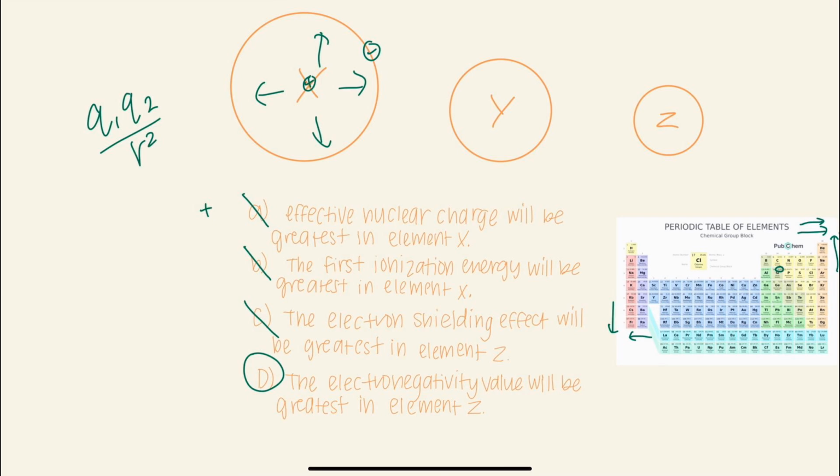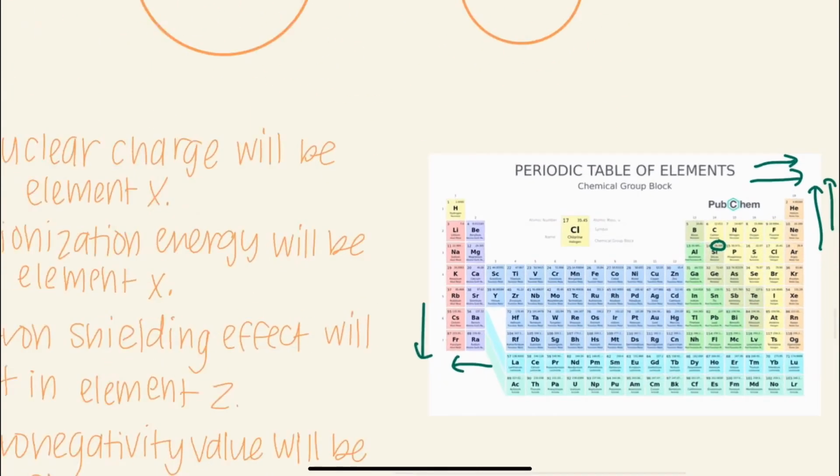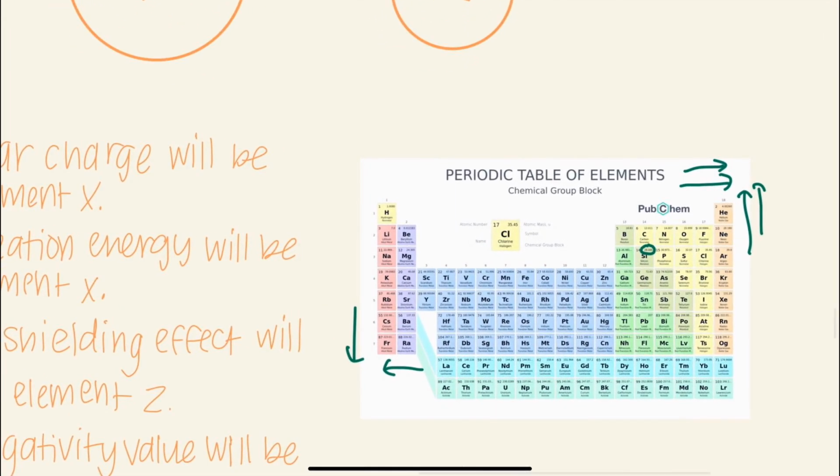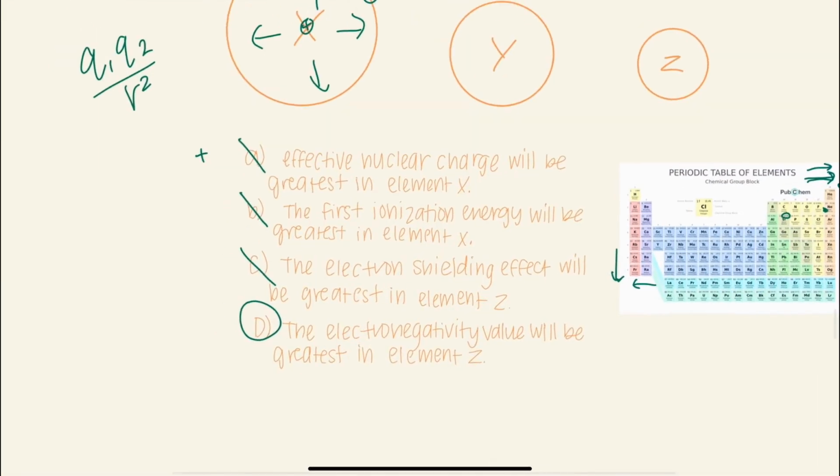Answer choice D says the electronegativity value will be greatest in element Z. I can already see that with our diagram, with Z having the smallest atomic radius. It's going to have more attraction, and just looking at our trends too, if I have something that is going to be smaller, the opposite of increasing atomic radius, it's also going to have the most electronegativity. D would be the answer.